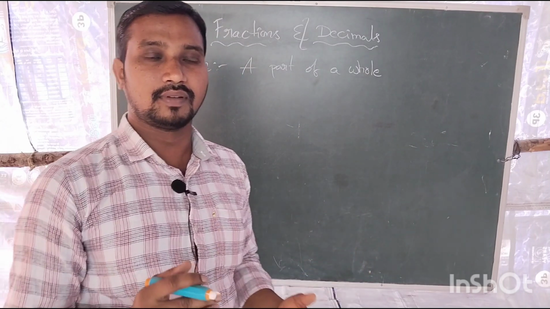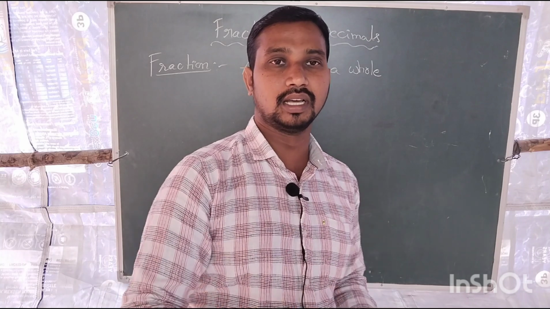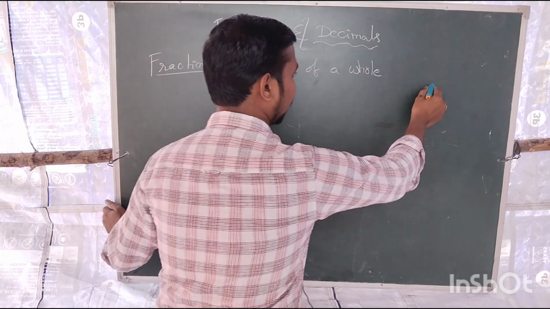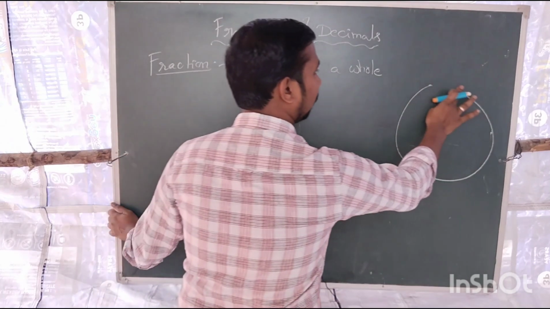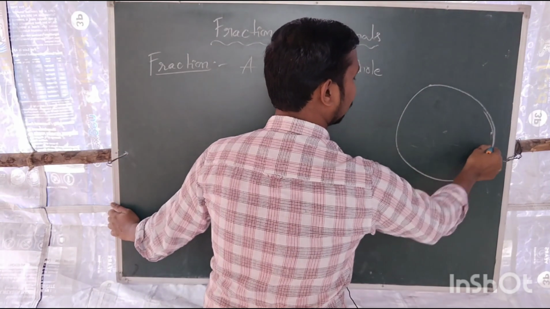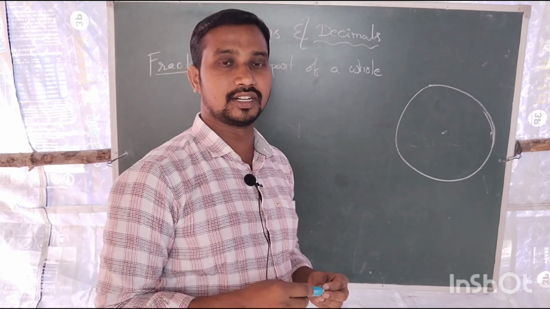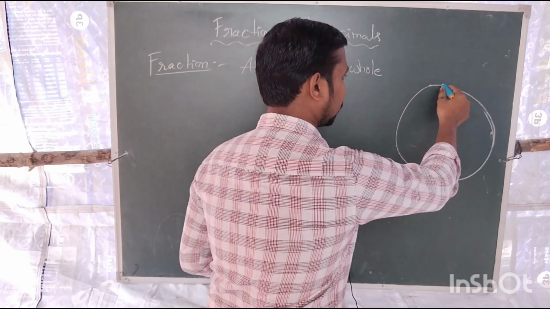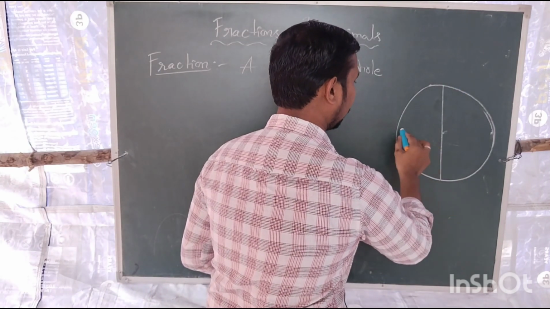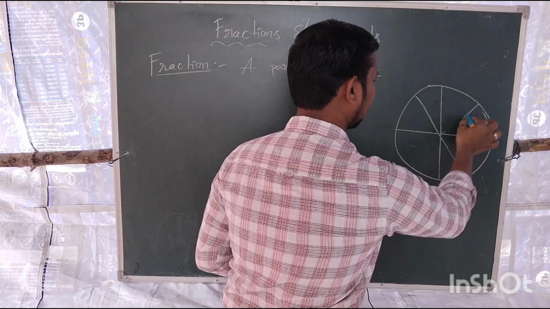For example, tomorrow is your birthday, and your father brings a cake. It is the full cake for you. You have 8 friends, and you have to invite the 8 friends. So how many parts do you have to divide this into? It is absolutely 8 parts.